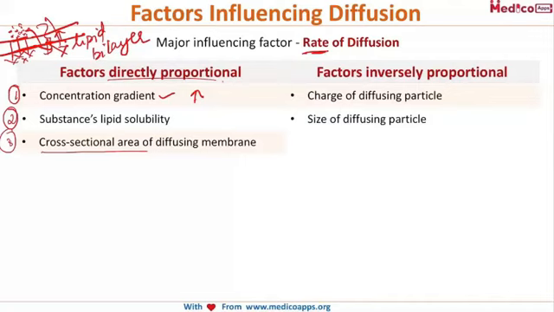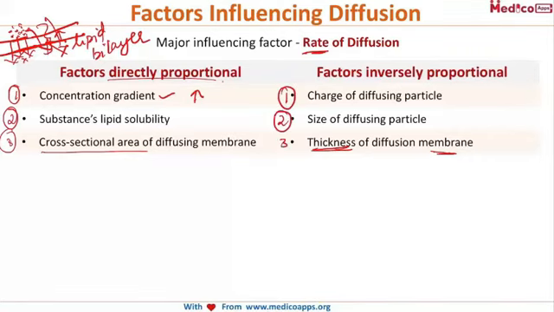And one more factor that you can just guess is the thickness of the diffusion membrane. If the membrane is too thick, it is very obvious that it is not permeable to too many ions. So, these are the three factors which are inversely proportional: charge of the particle, size of the diffusing particle, and the thickness of the membrane.